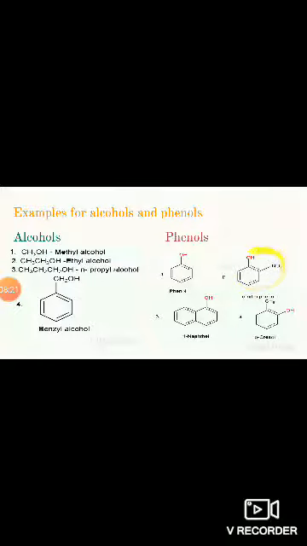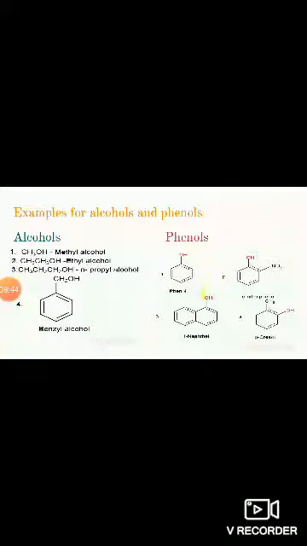The second one is orthonitrophenol, because here the nitro group and hydroxy group are situated at ortho position to each other. Here the hydroxy group is the main functional group, and the nitro group is a substituent, so it is orthonitrophenol.